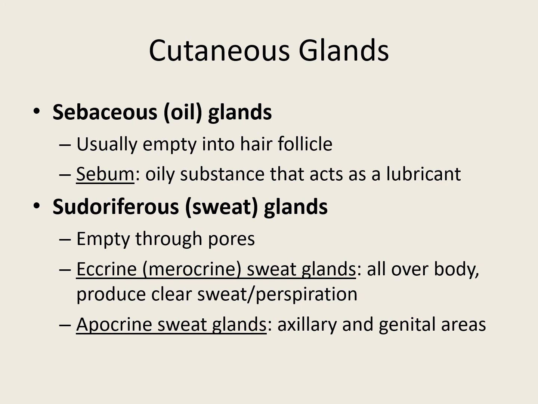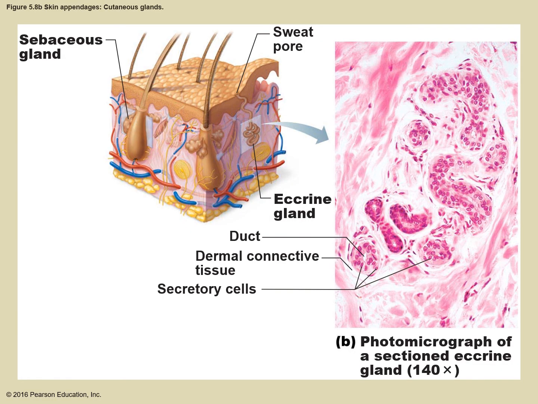These sweat glands empty through pores onto the surface of the skin. There's two different types of sweat glands. You have your merocrine or eccrine sweat glands. They're all over the body. They produce clear sweat. And then the apocrine sweat glands are in the axillary and the genital areas, and they tend to become much more active as you go through puberty. So this is showing, once again, here is a sebaceous gland that's associated with the hair follicle. And then right here is one of your sweat glands. Notice the pore to the surface of the skin right there.